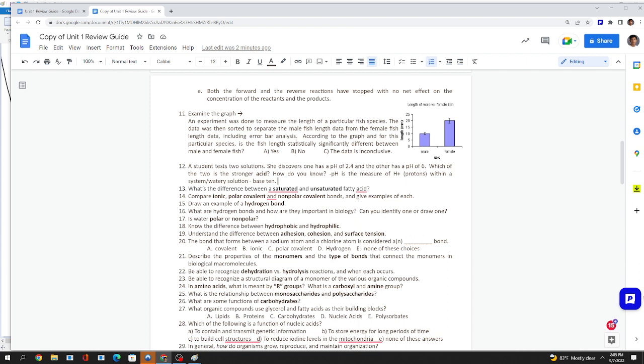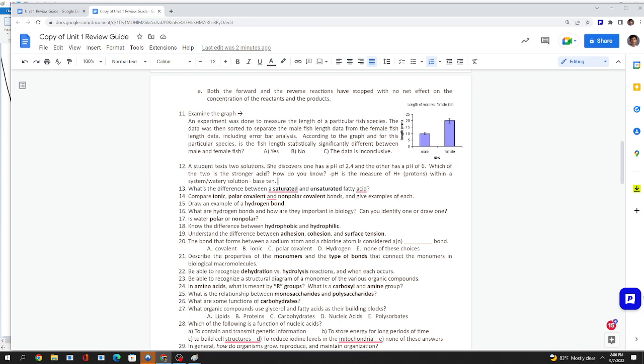And if you pass the value of 7, if you go higher, so 8, 9, 10, you're going to be having a thing called a base, or a basic solution. If you have anything lower than 7, you're going to be having an acidic solution. And if you have something that is 7, you're going to have a neutral solution. So I think water is pretty close to 7.